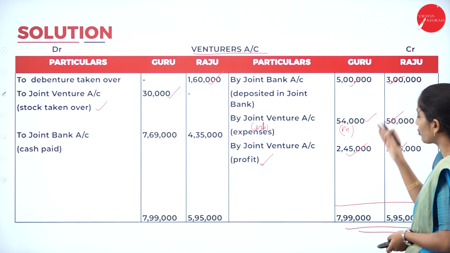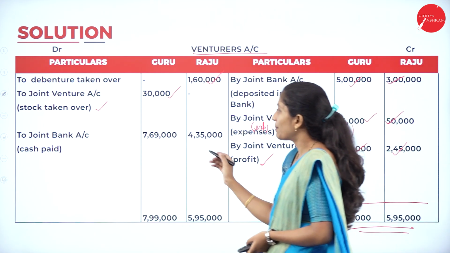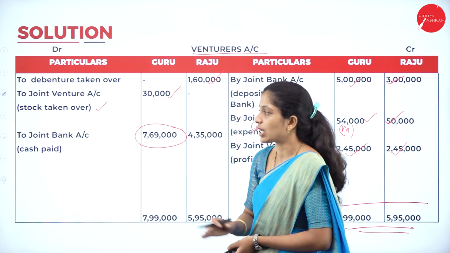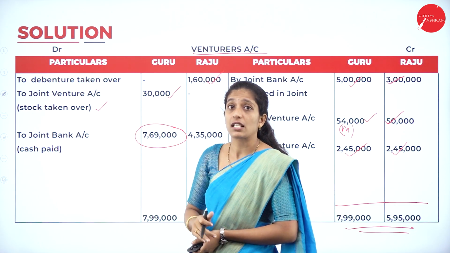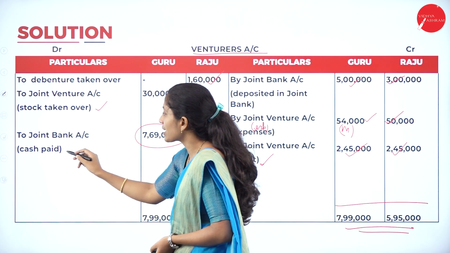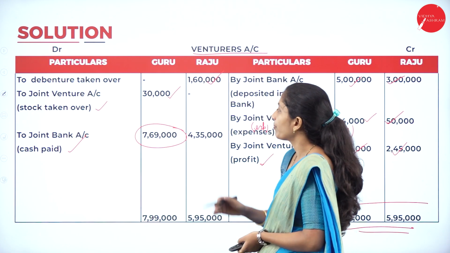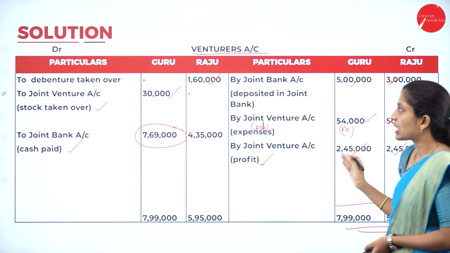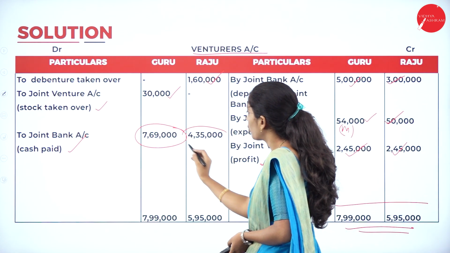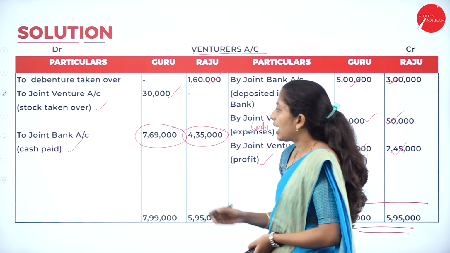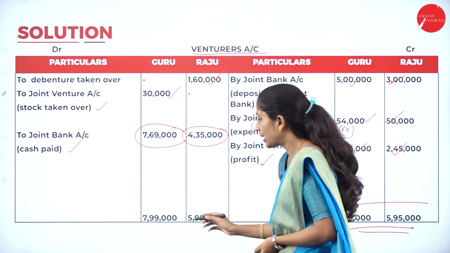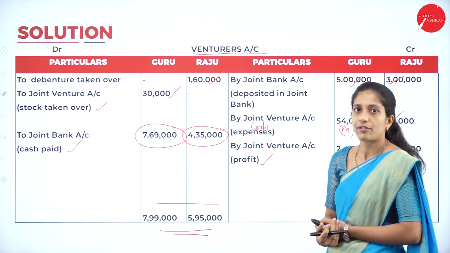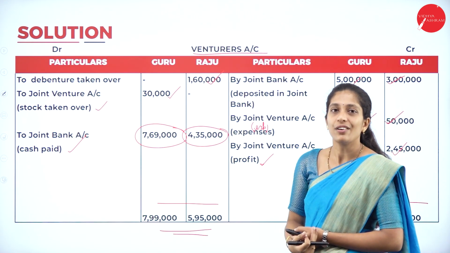So credit side of Guru is 7,99,000, whereas in debit side it is only 30,000. So you'll get a balancing figure of 7,69,000. Now this 7,69,000 has to be transferred to joint bank account, because the next account to be prepared is joint bank account. In the same way, if you calculate that of Raju, the total of Raju is 5,95,000 minus 1,60,000. So I'll get 4,35,000 as balancing figure, and this amount has to be transferred to joint bank account. So we'll get a total of 7,99,000 and 5,95,000. So this is how we are going to prepare the venturers account.